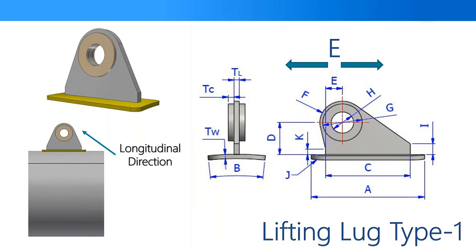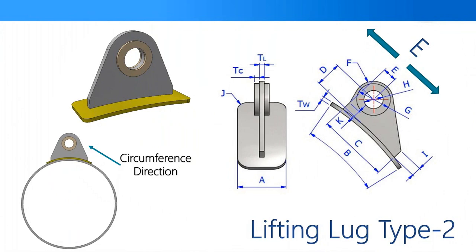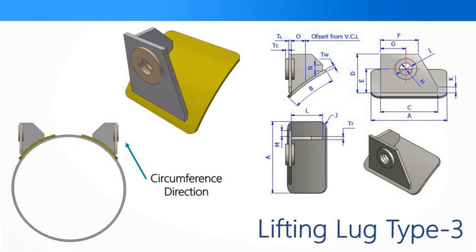Here you can use it in a longitudinal direction, and you have the ability to move the hole from left to right, and that will give you some options. You have the ability to add coolers and wear plate, the same for the other lifting lugs, this one for circumference direction. You have the ability to add wear plate, coolers, stiffening grips or not.